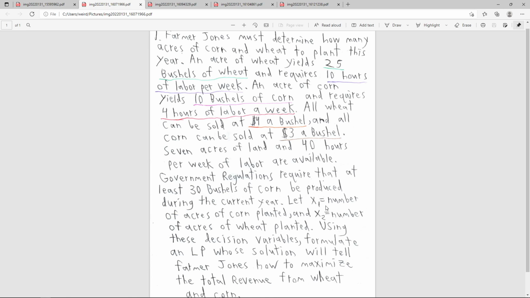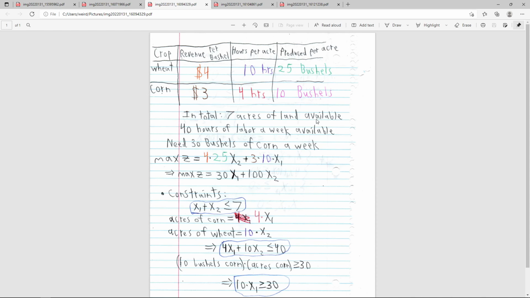And then it says in the problem, let x1 equal the number of acres of corn planted, and x2 equal the number of acres of wheat planted. Using these decision variables, formulate an LP whose solution will tell Farmer Jones how to maximize the total revenues from wheat and corn. So you do a table, especially when you're early on. Usually a table helps set it up.